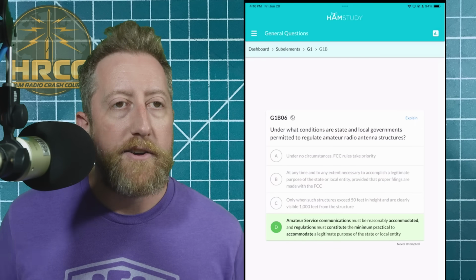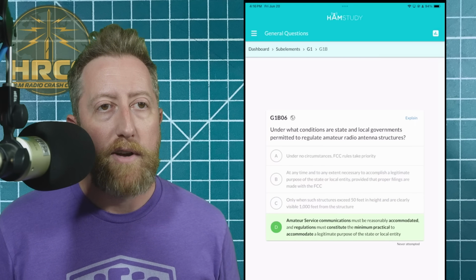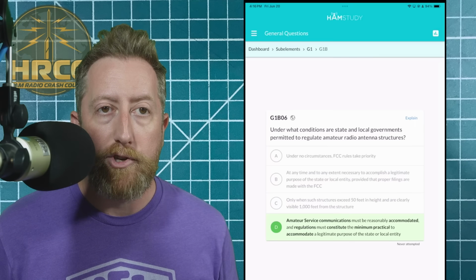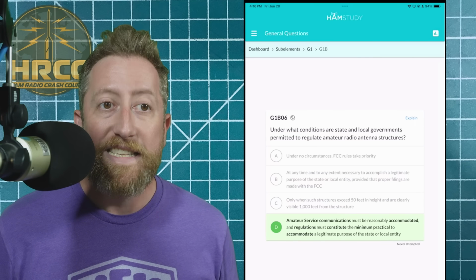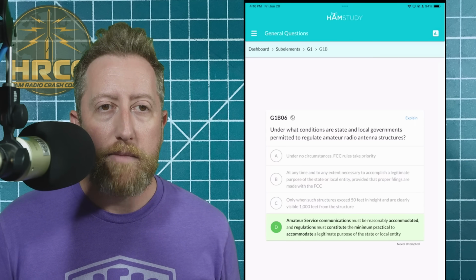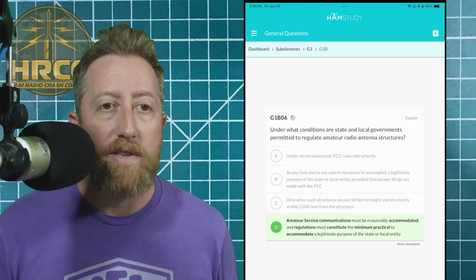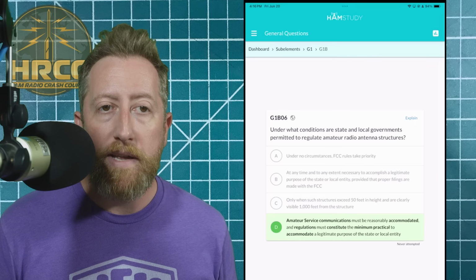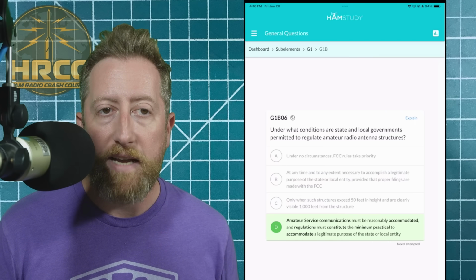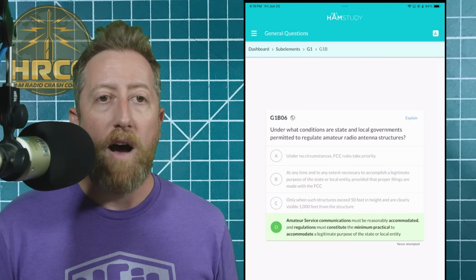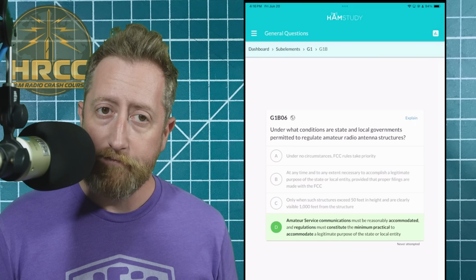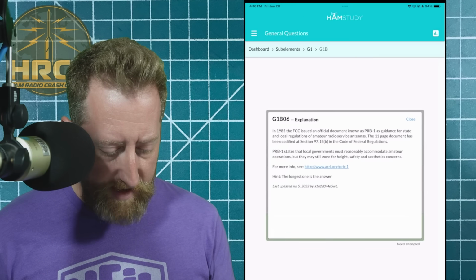Number 6, under what conditions are state and local governments permitted to regulate amateur radio antenna structures? C, amateur service communications must be reasonably accommodated, and regulations must constitute the minimal practical to accommodate a legitimate purpose of the state or local authority. That's kind of wordy. Let's explain that a little bit.